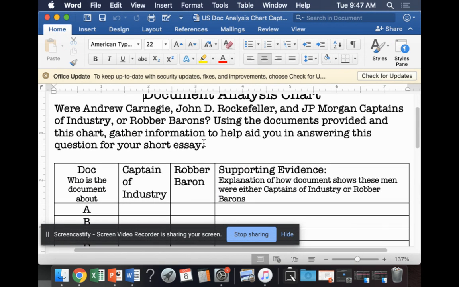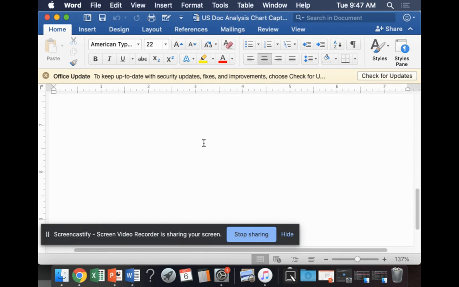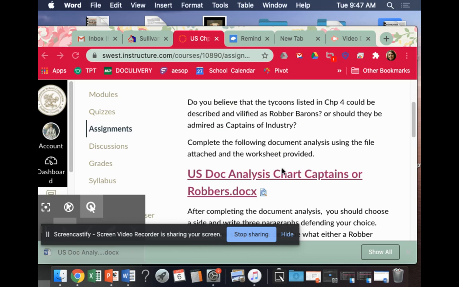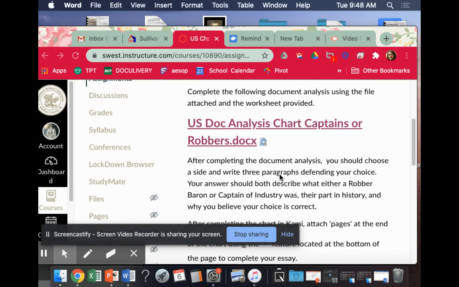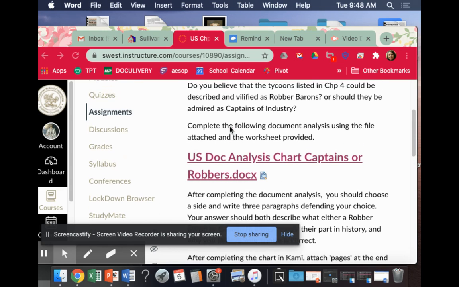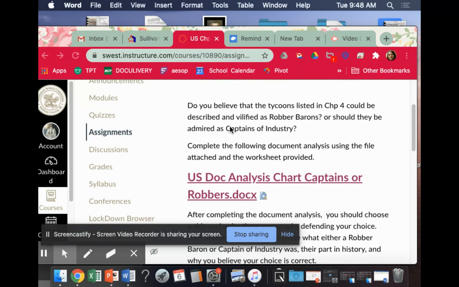Okay, so this is a chart. And this is all the supporting evidence. Did I not put it in there? Did I put the wrong file? I think I might have put the wrong file in there. I need to fix that because that's just the document. All right, let me pause and put that up.